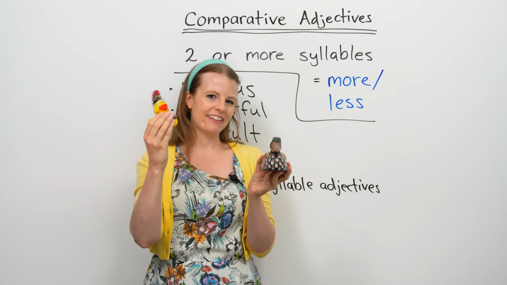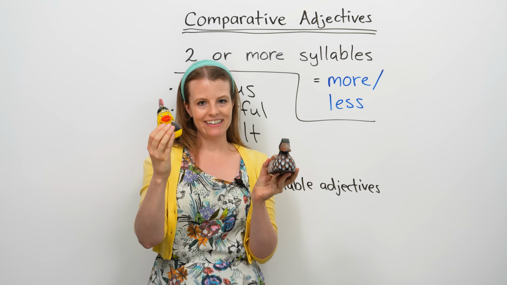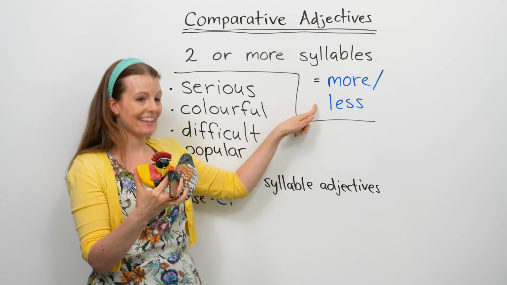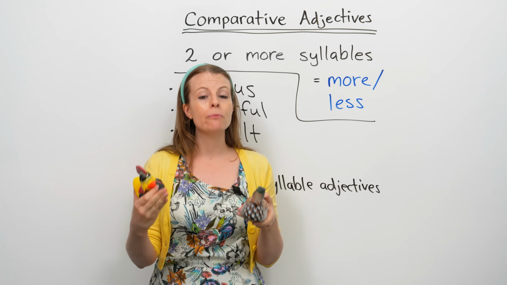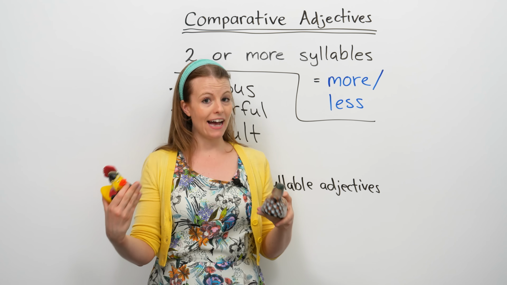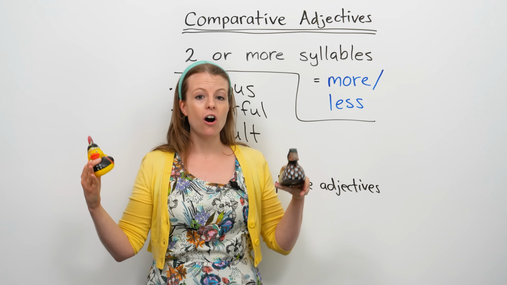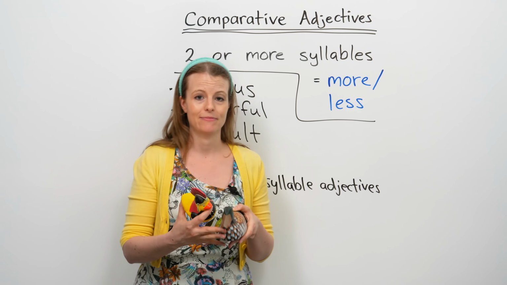Now I want to say something about this duck. This duck is more serious. This duck is less serious. Okay, so we use more and we use less when we're comparing 2 adjectives that are long adjectives, more than 2 syllables, or 2 syllables, okay?